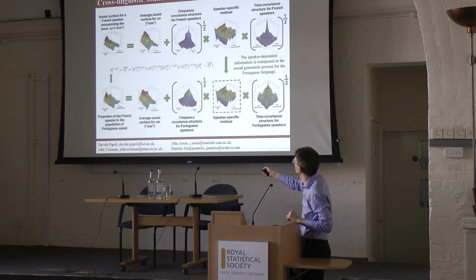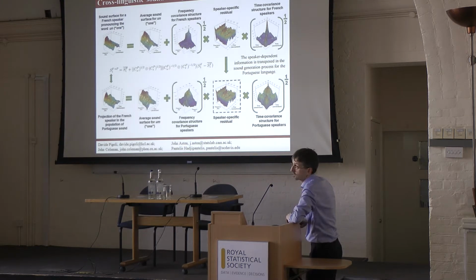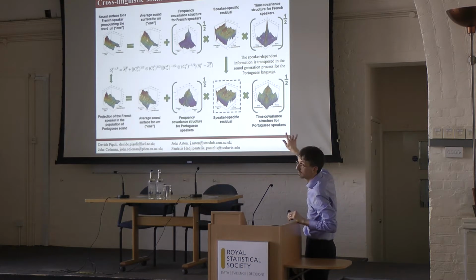If we look first of all at the top line, on the far side we see the French speaker actually saying the word themselves, and that can be broken down into a sum of the average sound of a French speaker saying the word, any French speaker, plus some individual speaker-specific residual, which is then changed by the underlying covariance structure within the language, be it the frequency covariance structure or the time covariance structure. And because of this separable assumption, we can take those two bits separately.